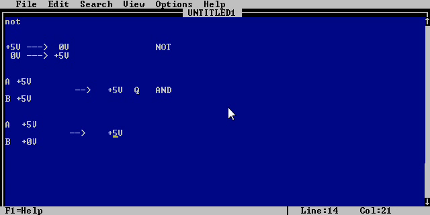If either line is high, then I want the output to be high. So I'm going to skip Q. Essentially I'm saying that if the input here is A, then Q equals not A. Or it should be the opposite.